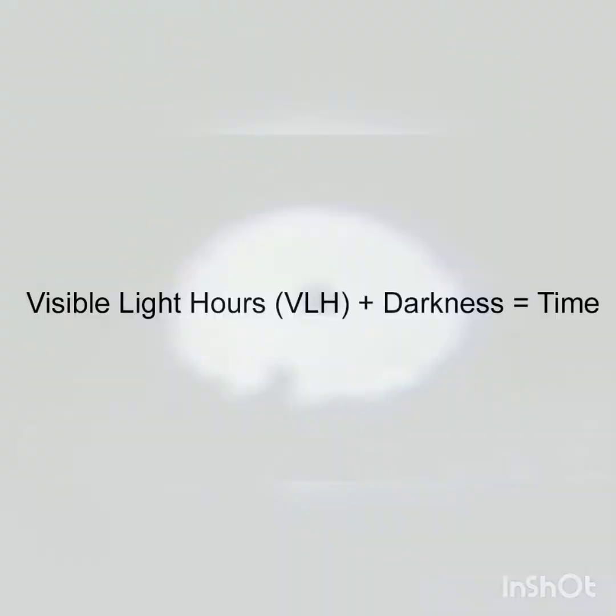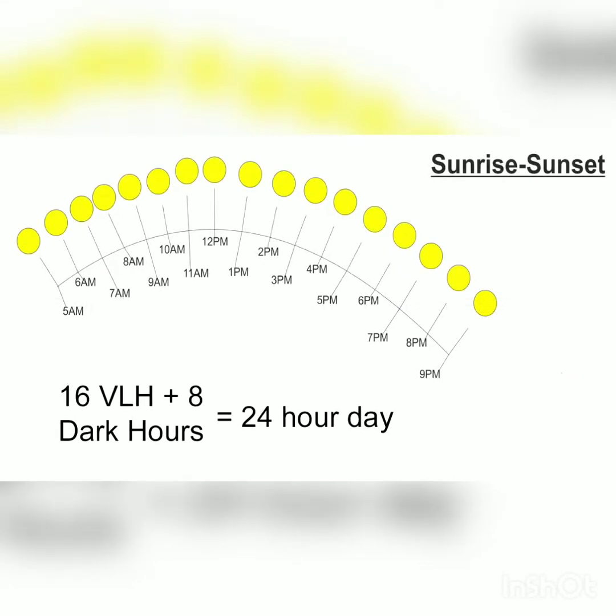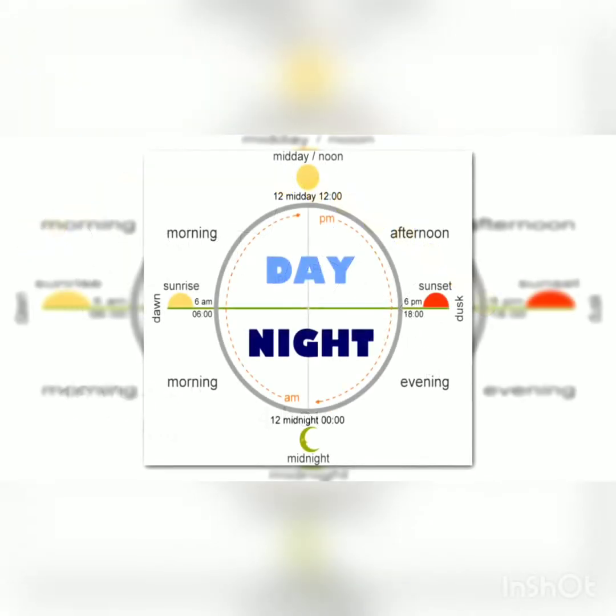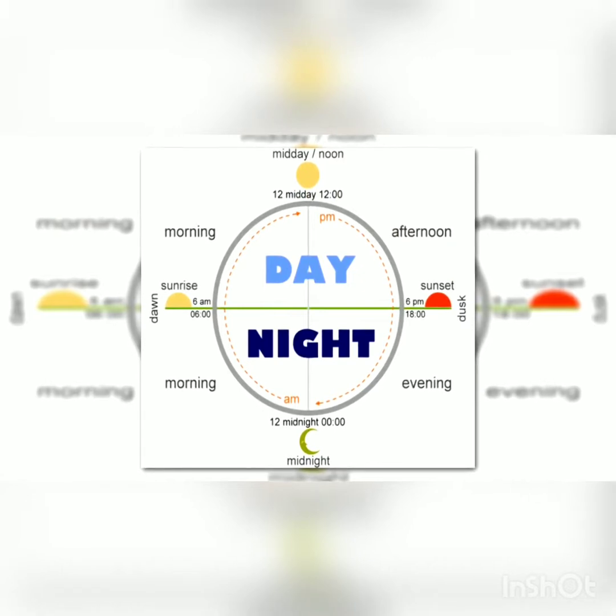To understand these orbs on a deeper level, we must understand time on a deeper level. Time is made up of visible light hours plus darkness. In simpler terms, if you were to count from sunrise to sunset, although these times will vary, when combined with darkness, it will always total 24 hours. This is known as a day and night cycle.